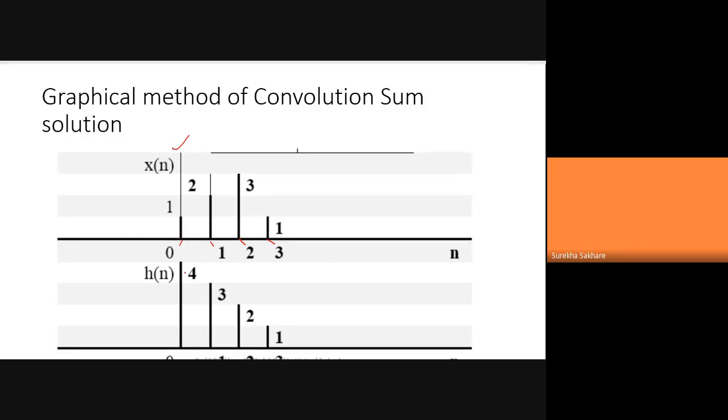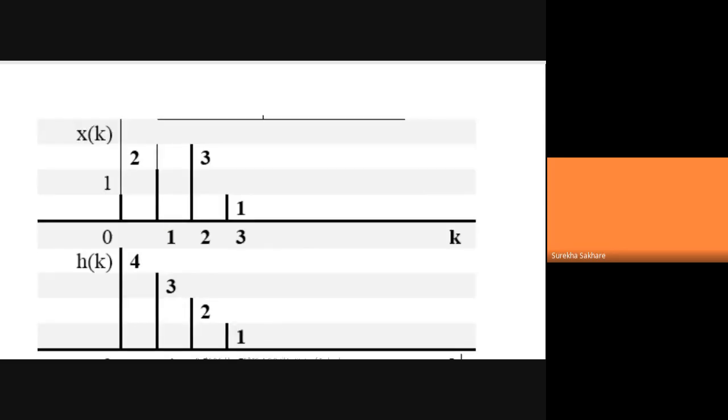How about h of n? This is 4 at 0, 3 at 1, and then 2 at 2, and then I have 1 at 3. This is my drawing. Now what is my next step? That is why we said to go for the graphical method first. Change n to k index. It has an important role to play.